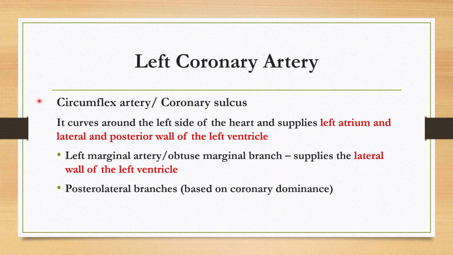Let's talk about the circumflex artery, which runs in the coronary sulcus. It curves around the left side of the heart and supplies the left atrium and the lateral and posterior wall of the left ventricle. Again, it gives rise to the left marginal artery, which is otherwise known as the obtuse marginal branch, which supplies the lateral wall of the left ventricle. Sometimes it also gives rise to posterolateral branches. These are all based on the coronary dominance, as we discussed earlier.